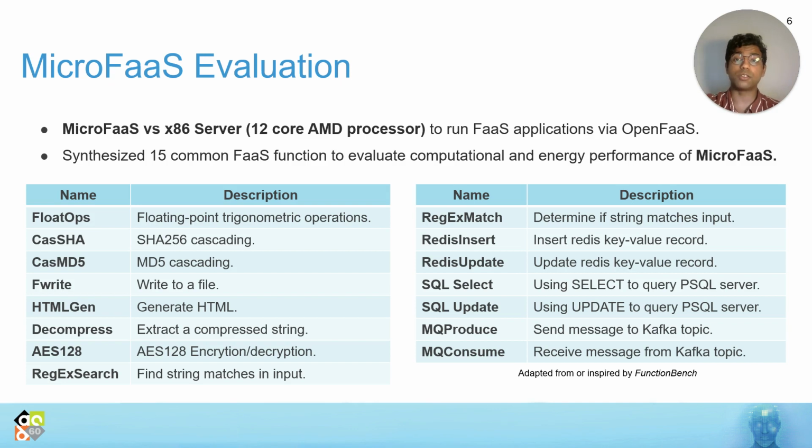The table here shows all the FaaS functions that we ran, along with a brief description of what these functions do. And all these functions were adapted or inspired from the FunctionBench GitHub repo.